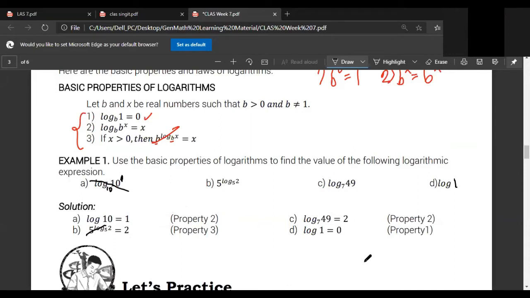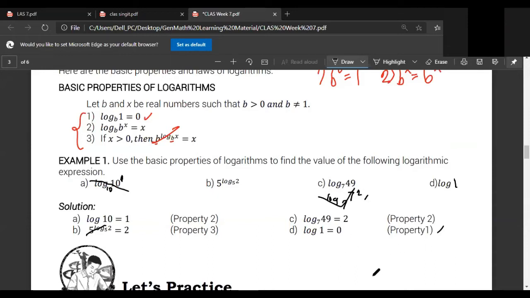How about letter C? Logarithm of 49 with the base 7 is equal to 2. Property number 2. Bakit? Kasi po class, 'di ba ang 49 is equivalent to logarithm of what? 7 squared with the base 7. O cancel natin 'to. O ano natira? 2 na lang. So 2. Ano property ginamit natin dito? Property number 2. And lastly, we have logarithm of 1. Of course, kahit ano pa yung base niyan, basta positive and hindi equal sa 1, that is 0 lagi.